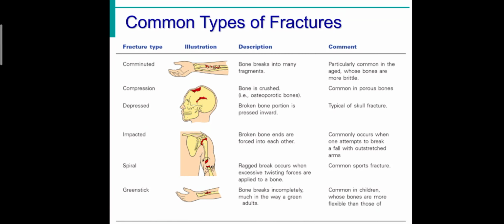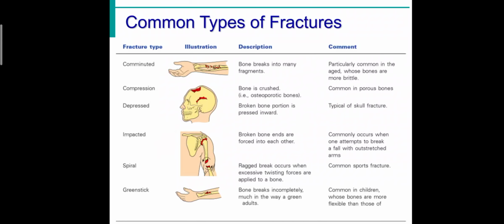Common types of fractures: comminuted, bone breaks into many fragments, particularly common in the aged whose bones are more brittle. Compression, bone is crushed, that is osteoporotic bones, common in porous bones. Depressed, broken bone portion is pressed inward, typically of skull fracture.